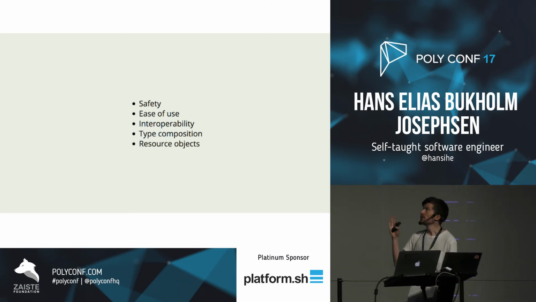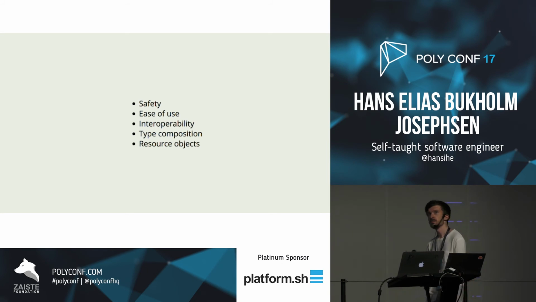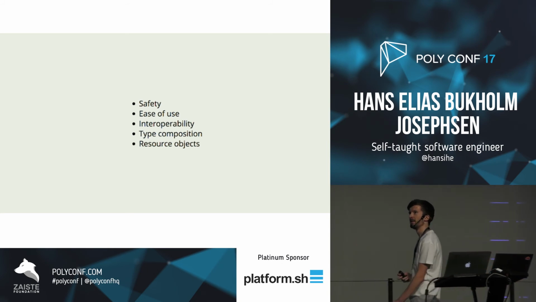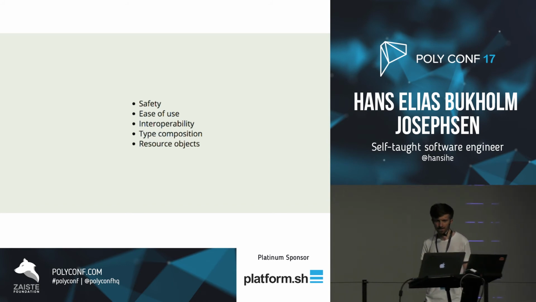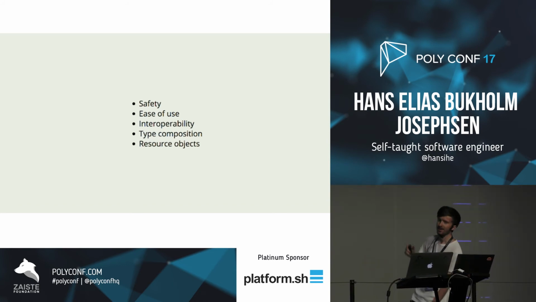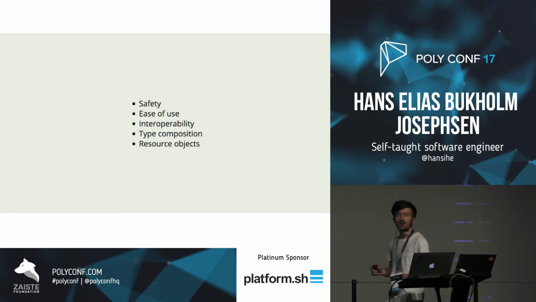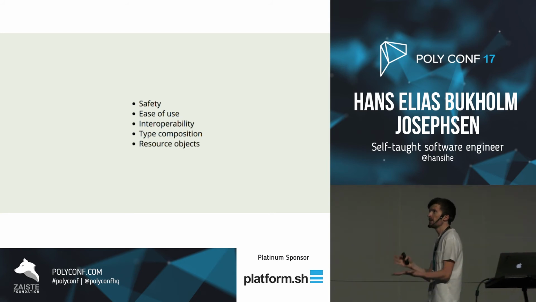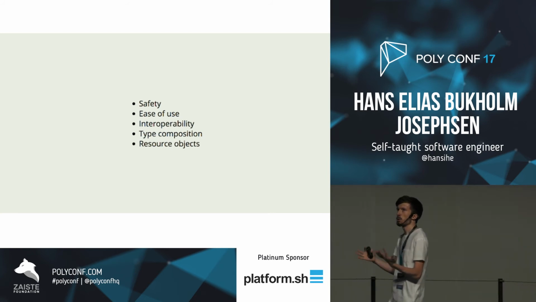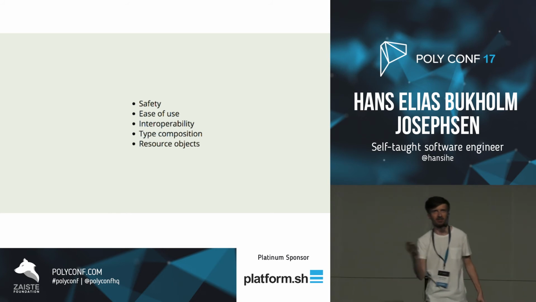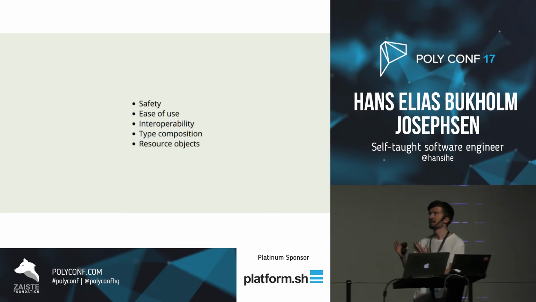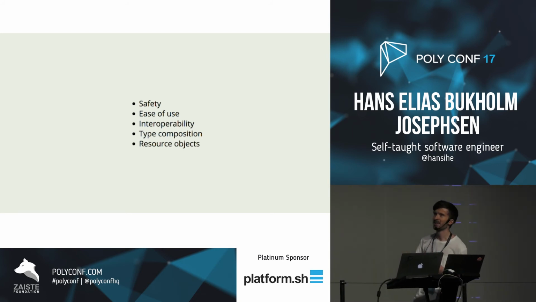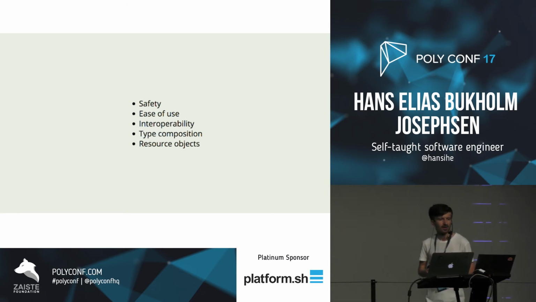Then ease of use. If someone wants to create a NIF, it should be as easy as possible to get it done. The API should be as nice as possible and everything like that. Interoperability. It should be really easy to decode Erlang types to Rust types and go the other way. This is a major thing as well. If it's really, really hard to convert types back and forth, then not a lot of people are going to use it.